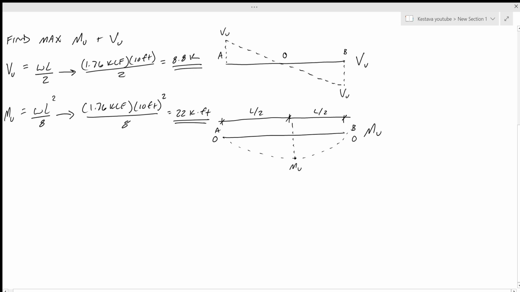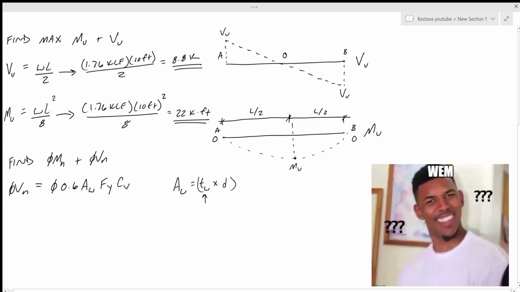So that's what I will be doing today. So really quick here, we're going to find phi Mn and phi Vn. And we know that phi Vn equals phi times 0.6 times the area of the web times Fy times Cv. Well, we know that the area of the web is the thickness of the web times d of your member.